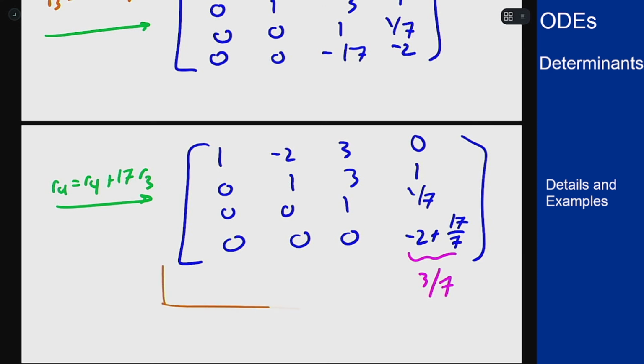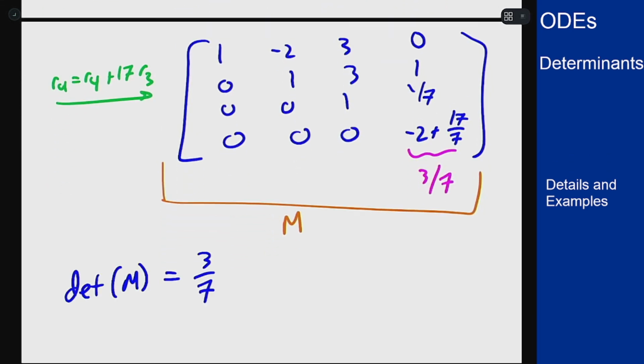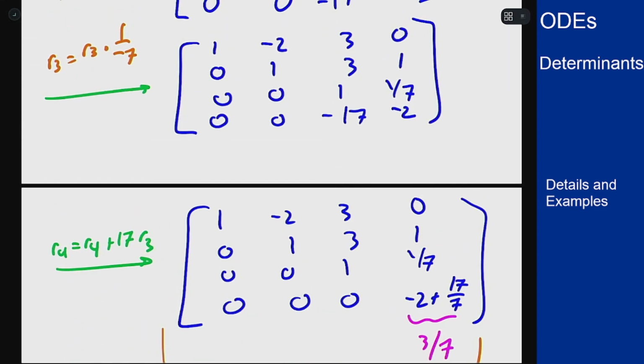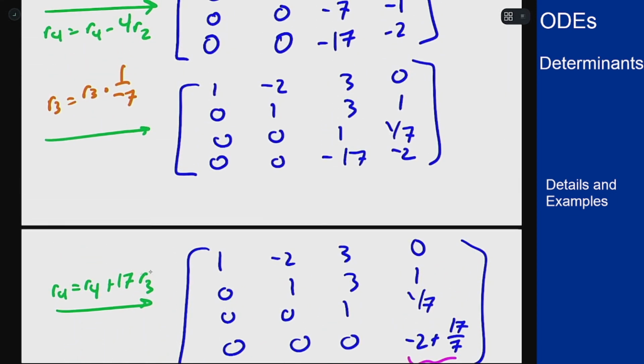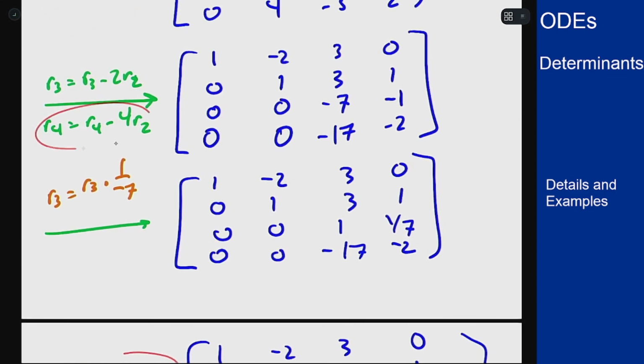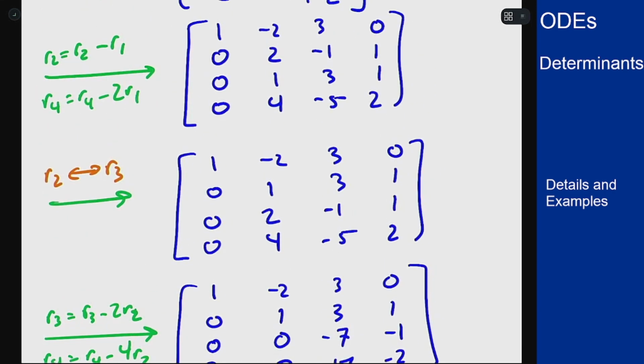So if I call this matrix here M, my work before on row reduction and diagonal and triangular matrices is that the determinant of M is 3/7. But how does that relate to the determinant of A? That's the meaning of the different colors that I wrote the steps in before. The green steps here do not change the determinant, right? Adding multiples of one row to another does not change the determinant. Doesn't change, doesn't change, doesn't change. But the orange steps here do.